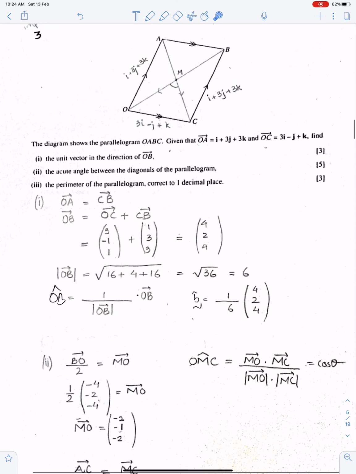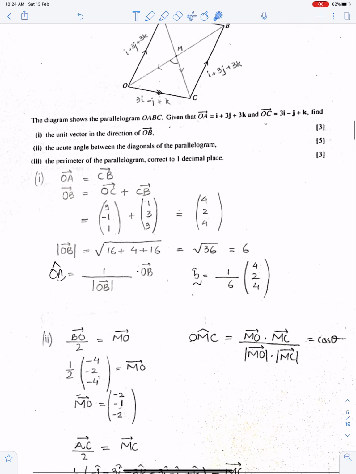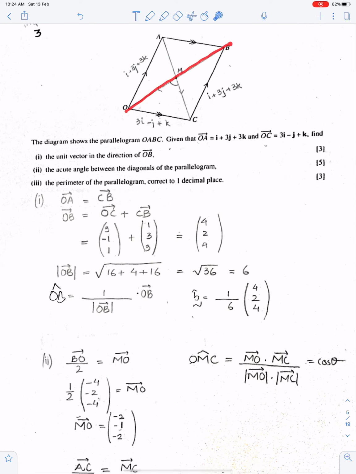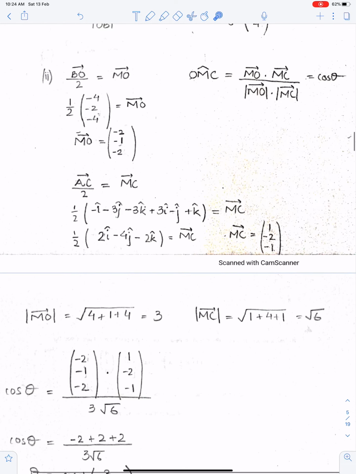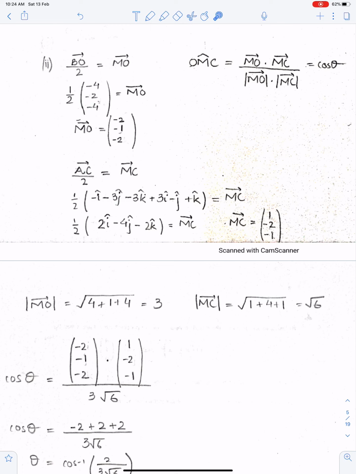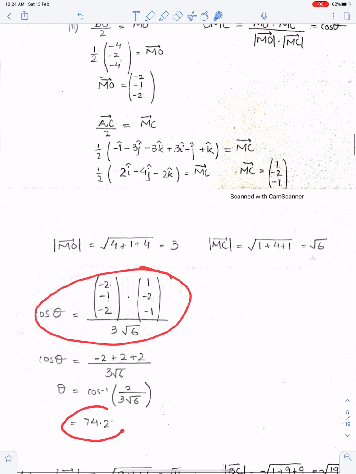This student used the midpoint method. She first found MO and then MC, and then she used this formula. So you can either use OB and AC or use MO and MC. And by using this, you can have the acute angle. She first found MO, and then she found MC, and then she used this formula, and she got this answer, 74.2.